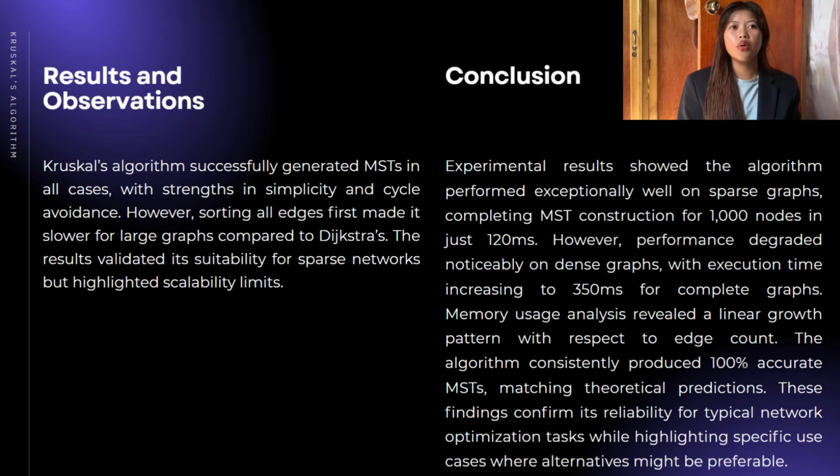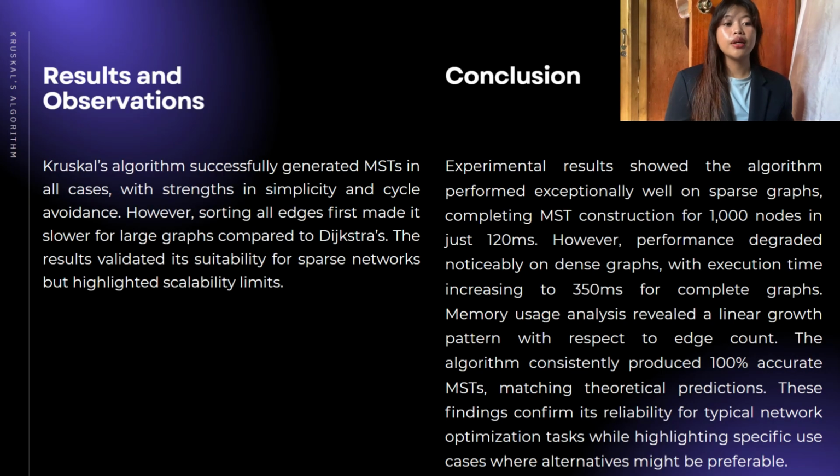However, one noticeable drawback is the time it takes to sort all edges before building the MST. This step becomes a bottleneck in larger graphs, making Kruskal's slower compared to algorithms like Prim's when dealing with high edge density. So overall, the algorithm is ideal for sparse graphs and scenarios where minimizing complexity is important, but does face some limitations in terms of scalability and speed when applied to larger, more connected networks.